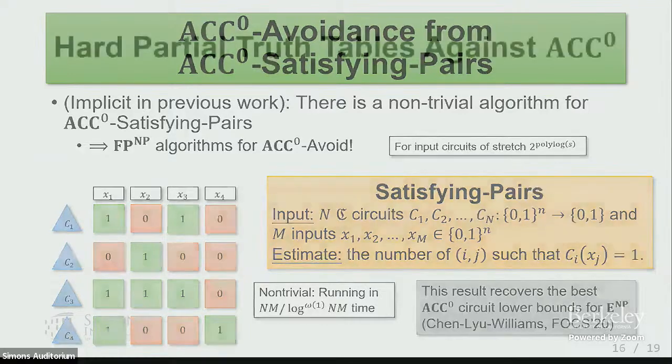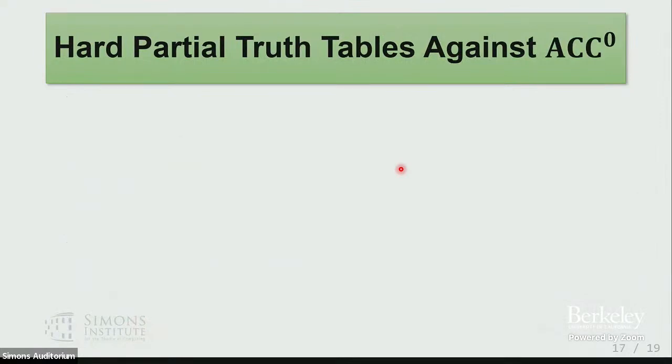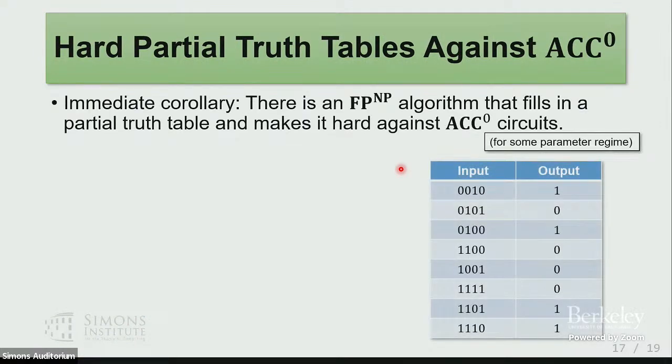And come back to the partial truth table problem. We can use this range avoidance result to show there's an FP to NP algorithm that, on input the domain of a partial truth table, fills this partial truth table so that it's hard against ACC0 circuits. Again, I didn't mention for which parameter region, but for some non-trivial regime, it's doable.